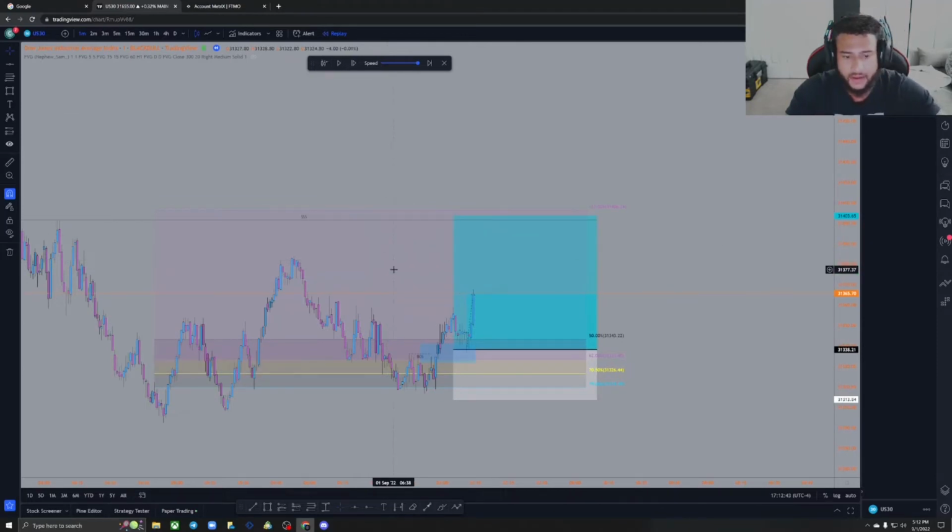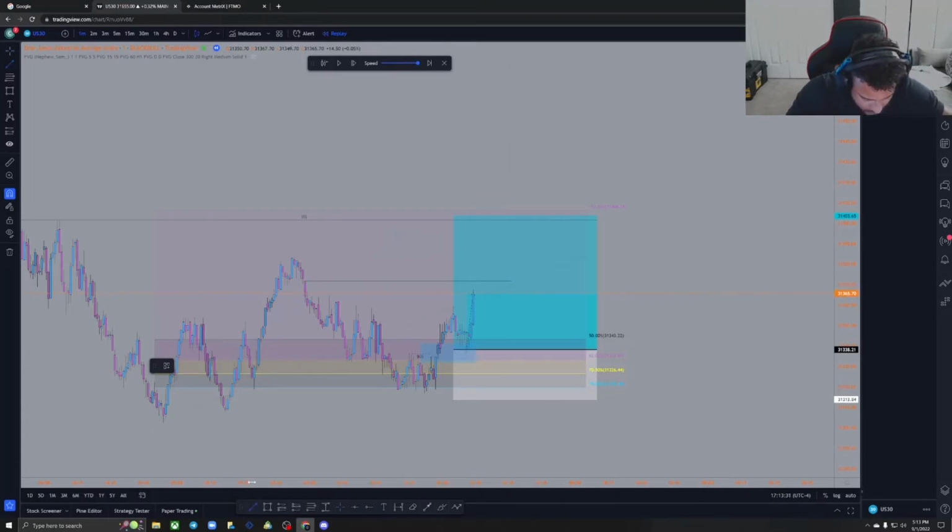Let's just delete that. I'm gonna be honest with you, I don't know where I took partials. Wait a minute, I can actually go on my MetaTrader and look at the trade history. First partial was right about here. That was the first partial.